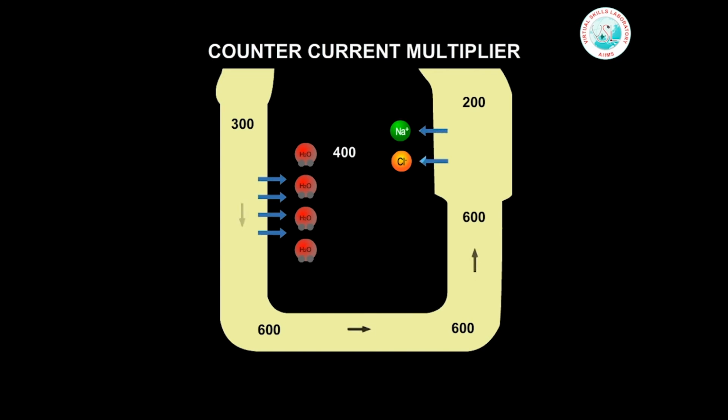Now again, the ascending limb is not permeable to water but is permeable to solutes. Since the tubular fluid is more concentrated, sodium and chloride move out into the interstitium. This invites more water from the descending limb. This cycle keeps on repeating until the medullary interstitial osmolarity reaches its maximum of 1200 milliosmoles per liter. This gradient is created in the medullary interstitium, but how is it maintained?